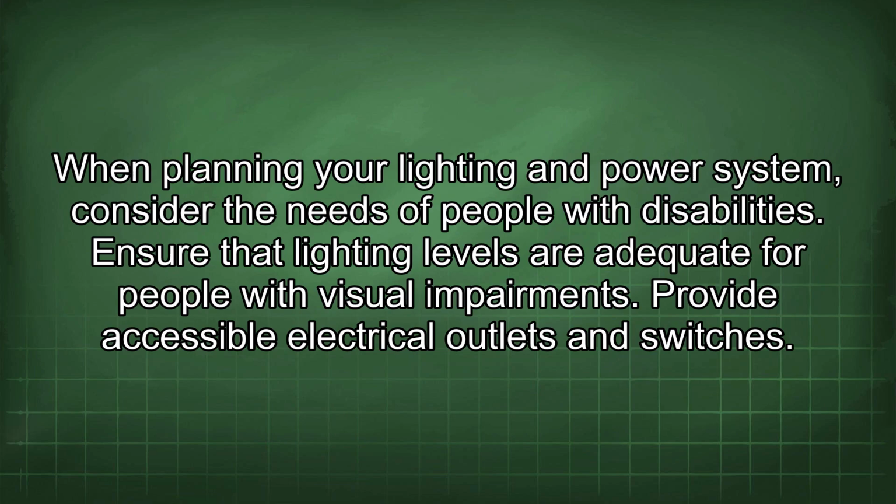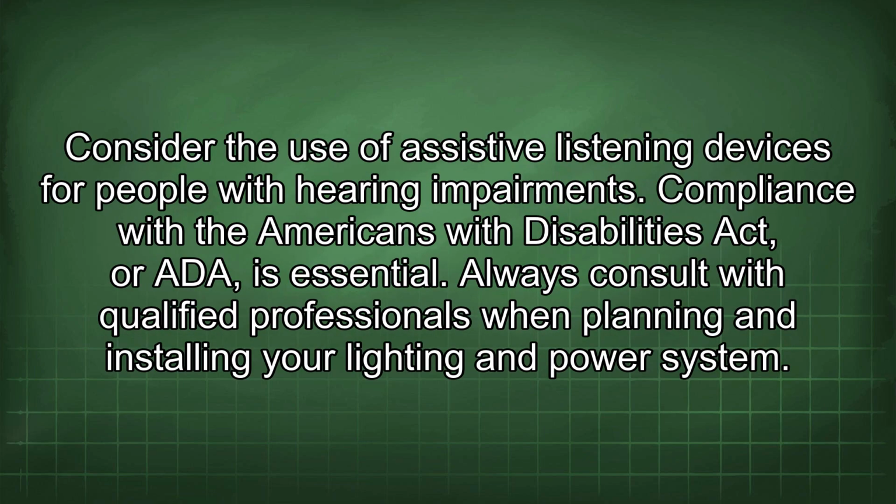When planning your lighting and power system, consider the needs of people with disabilities. Ensure that lighting levels are adequate for people with visual impairments. Provide accessible electrical outlets and switches. Consider the use of assistive listening devices for people with hearing impairments. Compliance with the Americans with Disabilities Act, or ADA, is essential.